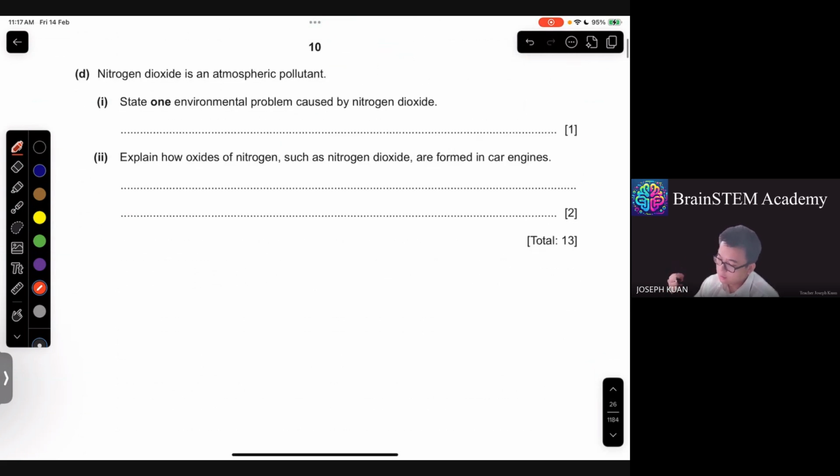Right, let's move on. Nitrogen dioxide is an atmospheric pollutant. State one environmental problem caused by nitrogen dioxide. You can talk about it causing acid rain. And another answer that can be accepted is photochemical smog.